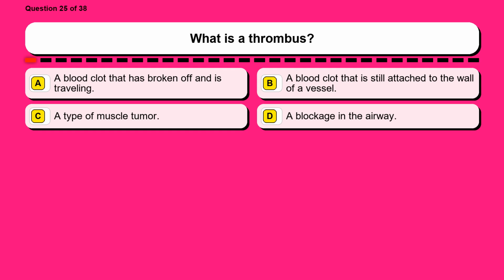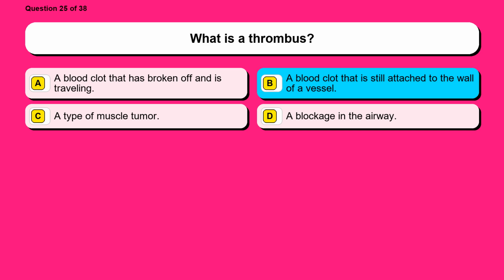Question 25. What is a thrombus? Option A. A blood clot that has broken off and is traveling. Option B. A blood clot that is still attached to the wall of a vessel. Option C. A type of muscle tumor. Option D. A blockage in the airway.